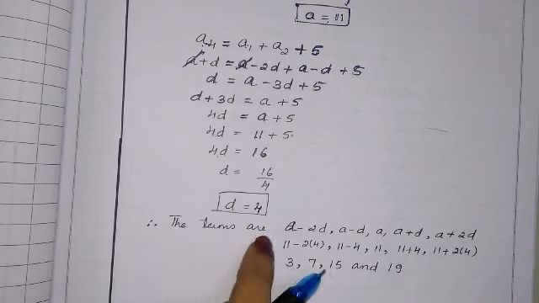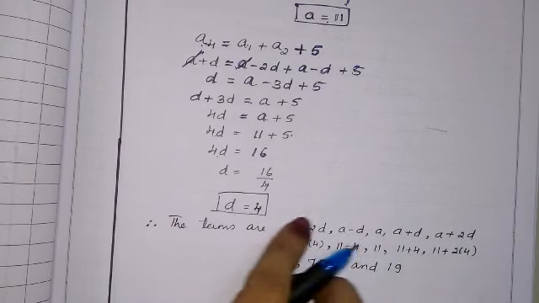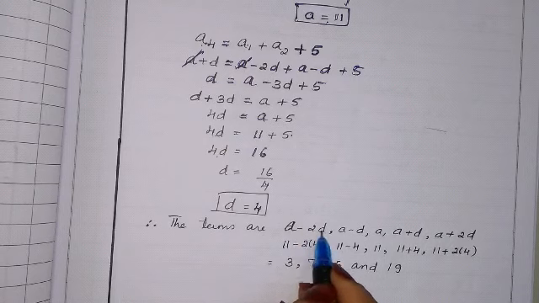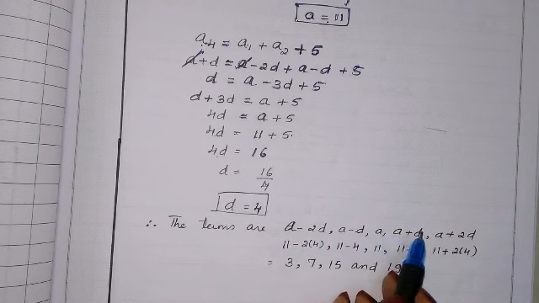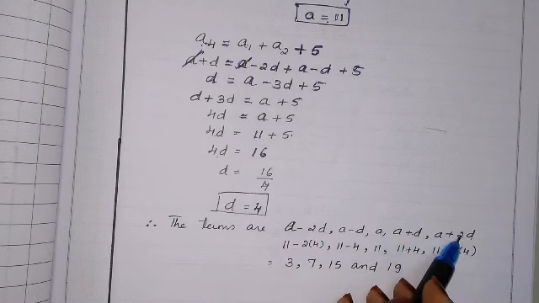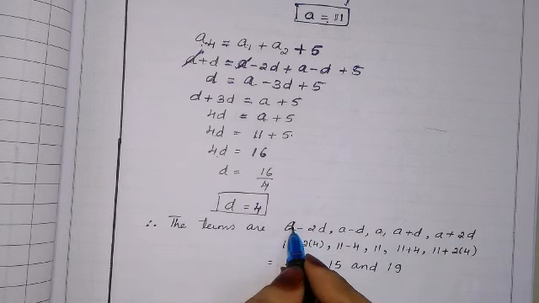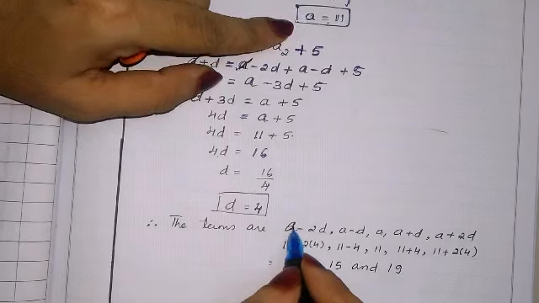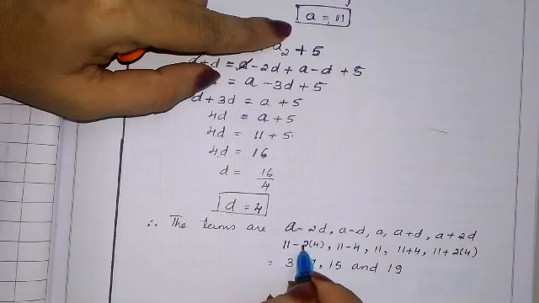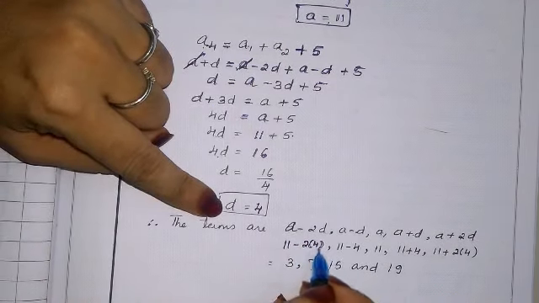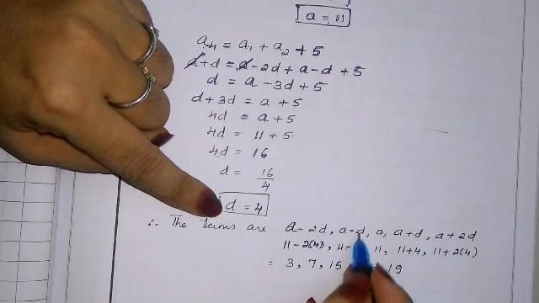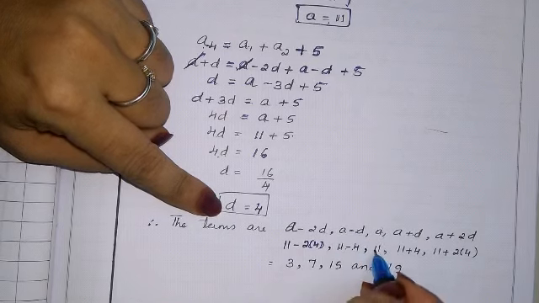Therefore, the 5 terms are, we have to write all 5 terms again: A minus 2D, A minus D, A, A plus D, A plus 2D. So after writing these 5 terms, we have to substitute the values. A value we have got is 11. In place of A, 11 minus 2 into D value we got, 4. Then 11 minus 4.